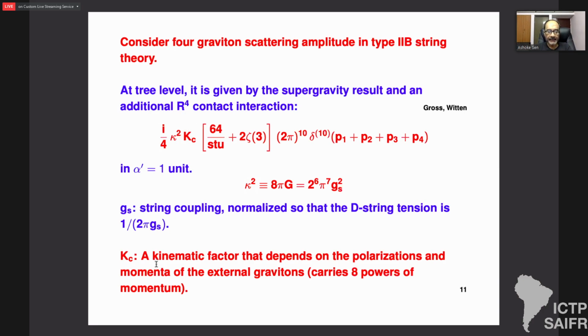The K here is a kinematic factor, and this depends on the polarizations and the momenta of the external gravitons. This is a well-known factor, but I'll not write down the expression because it's somewhat complicated. The only thing I'll say is that it carries 8 powers of momentum.